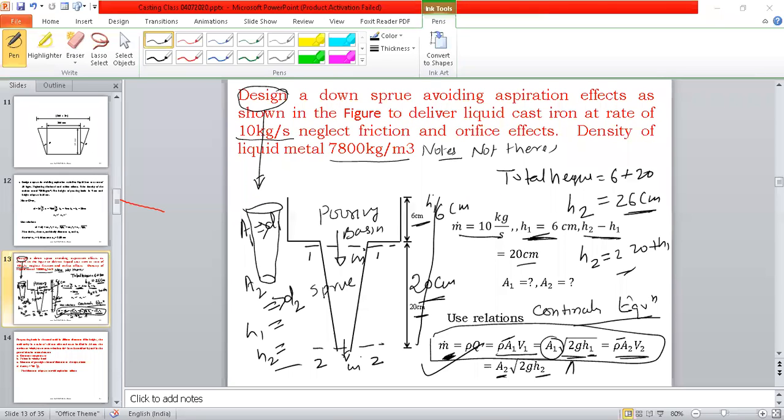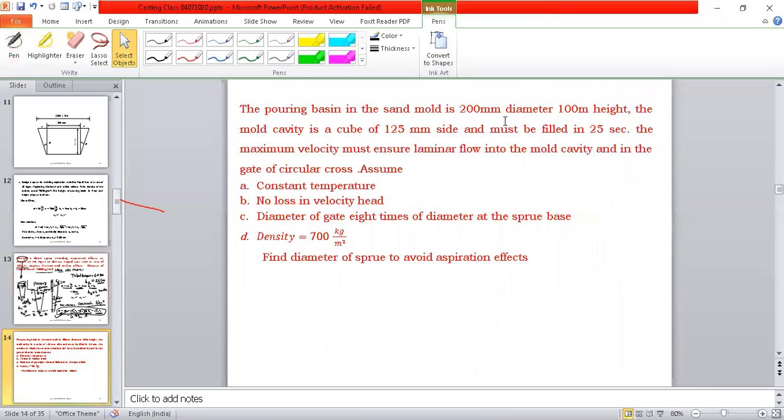Okay, so now I'm coming to another problem. What is that problem? The pouring. This problem we'll discuss after 10 minutes, or we'll discuss after filling time calculation.